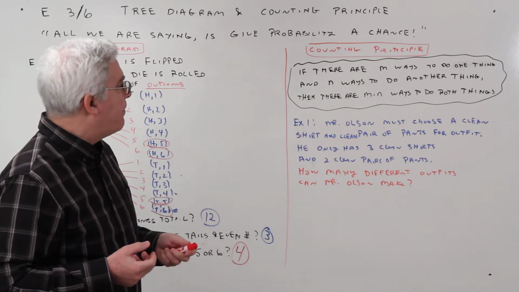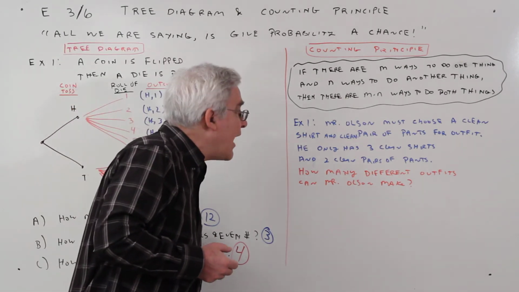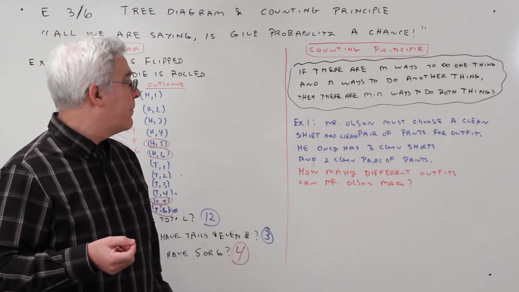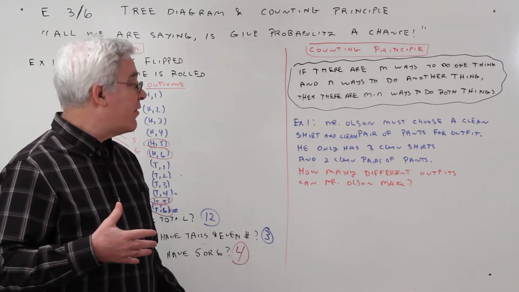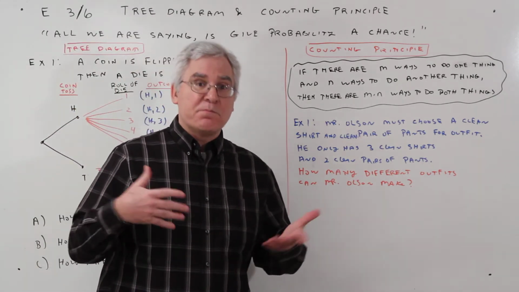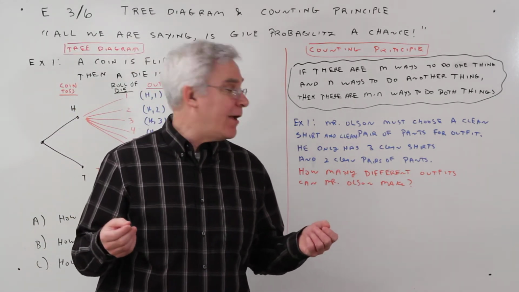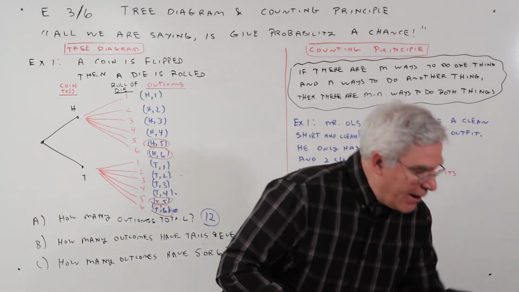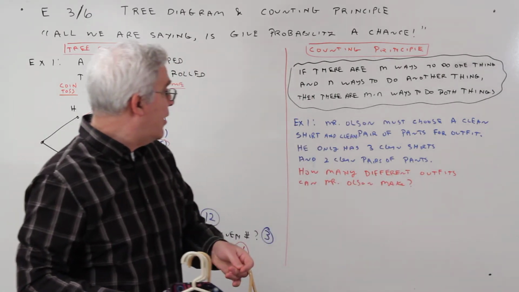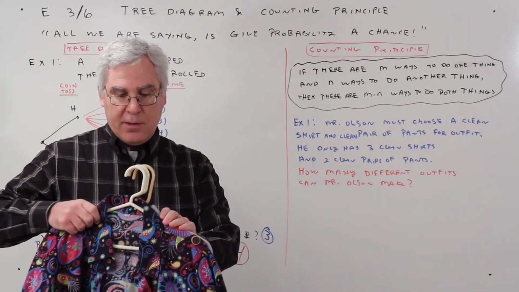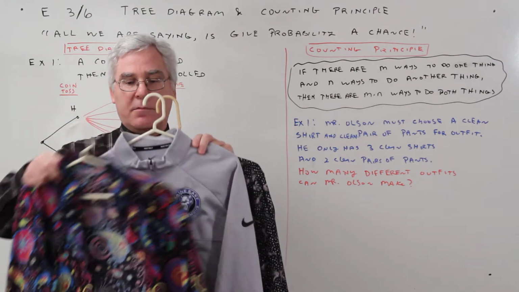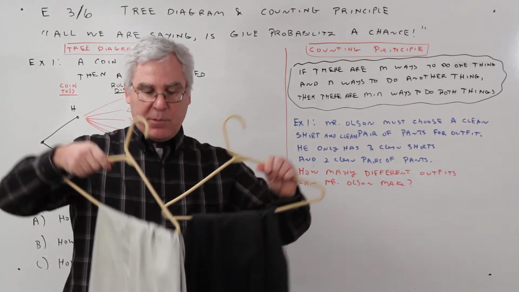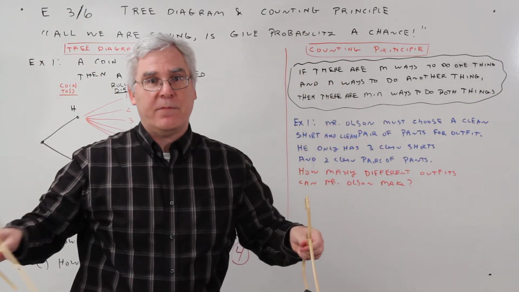So here's an example. Mr. Olson must choose a clean shirt and a clean pair of pants for an outfit. Okay. He only has 3 clean shirts and 2 clean pairs of pants. All right, the laundry's been a little bit behind. How many different outfits can Mr. Olson make? And just to make it more fun, I brought out some of the clean shirts and some of the clean pants, although not anymore.